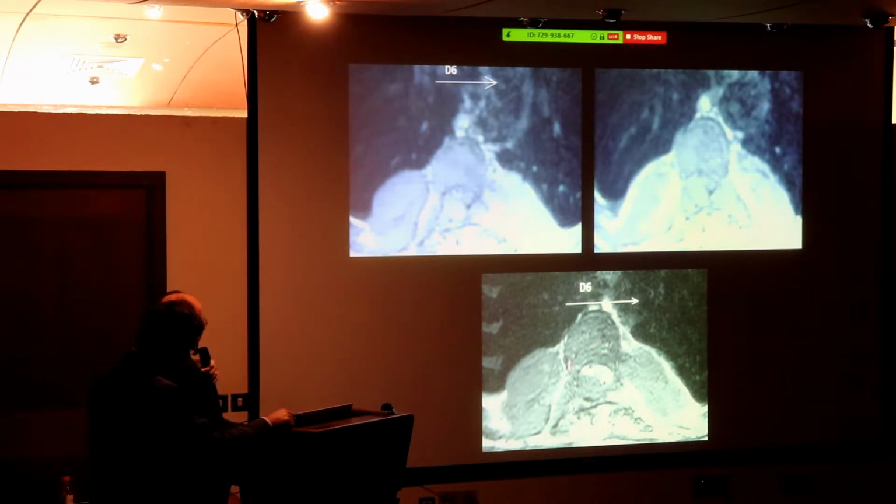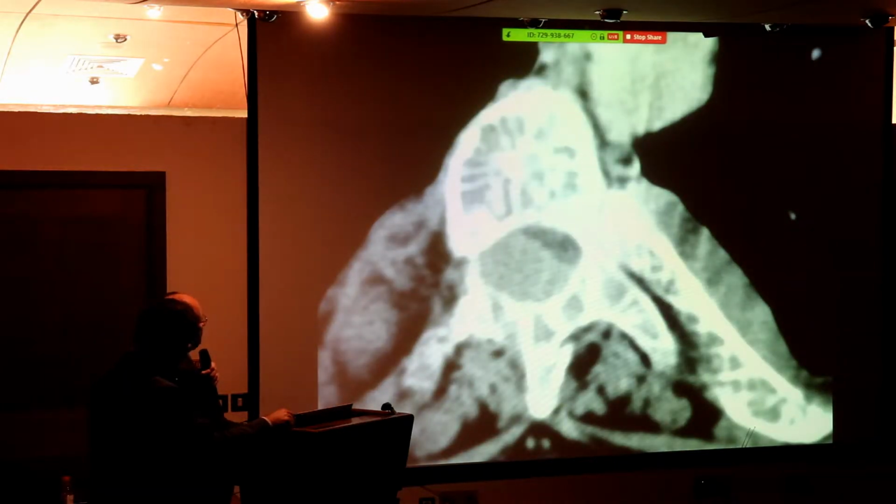This is T2 weighted. You can see this is the spinal cord here, and this is the mass, encroaching on the cord and causing severe compression. This is the CT scan. If you look carefully, there's no destruction of the bone, just expansion of the medulla, thinning of the cortex here, and also involvement of the transverse process, spinous process, and costovertebral junction. This is the mass, and this is the cord.